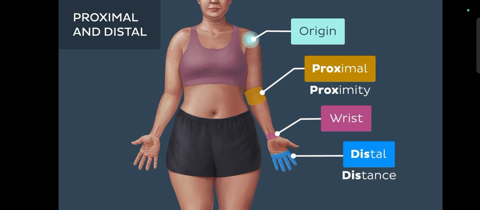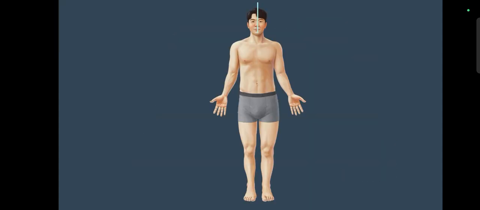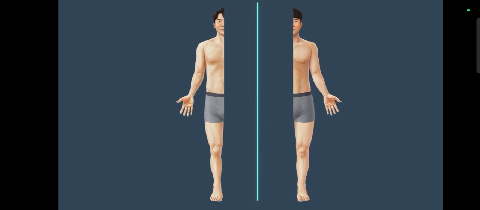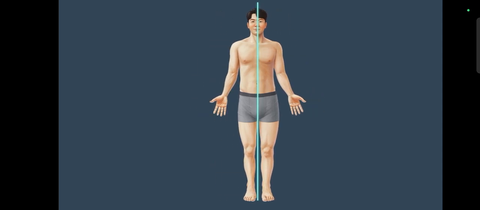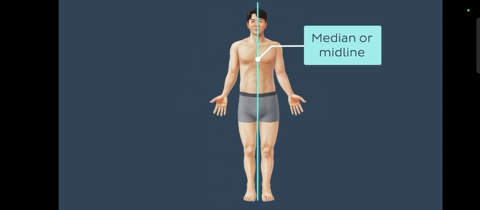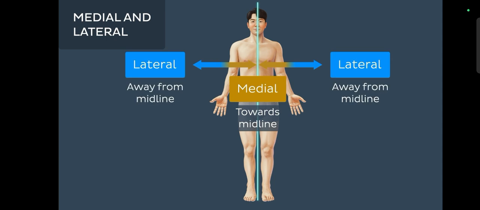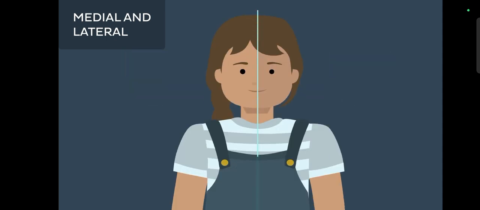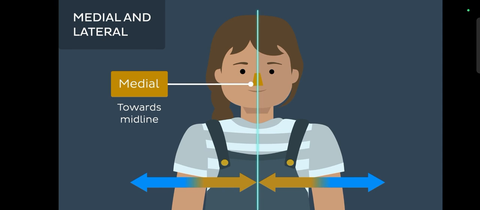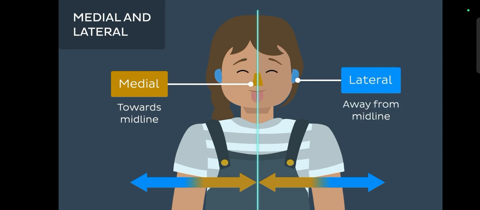Now if we split the body in half this way to equal left and right parts, the line down the middle of the body is called the median or midline. This is key in understanding the directional terms medial and lateral. Medial means towards the median or towards the midline of the body. Then lateral means away from the median. So we can say that your nose is medial to your eyes because it's closer to the midline, while your ears are lateral to them.